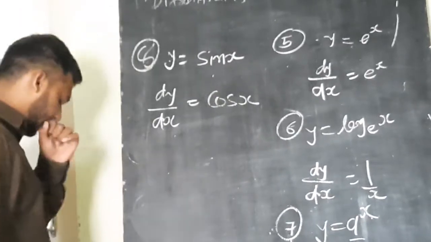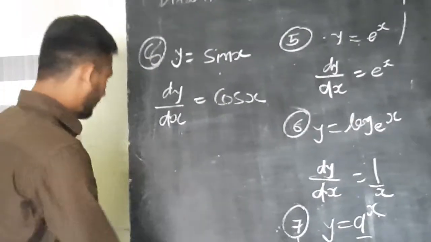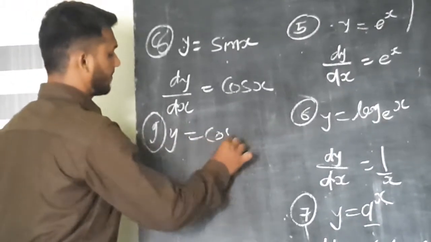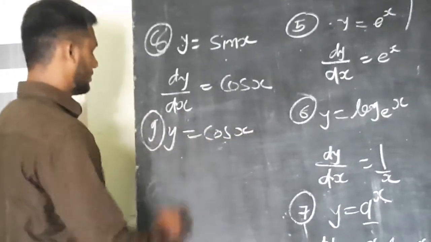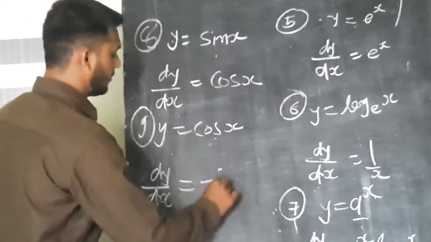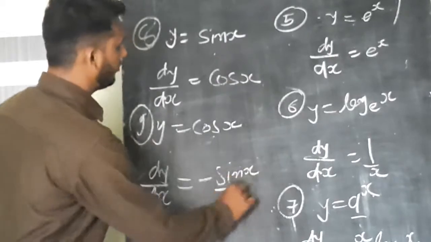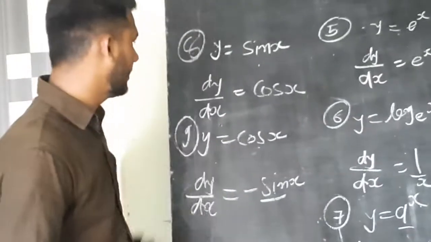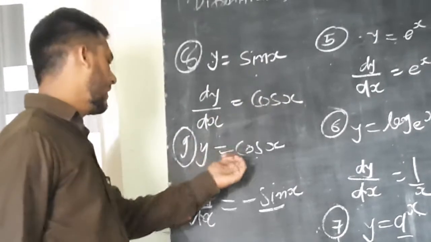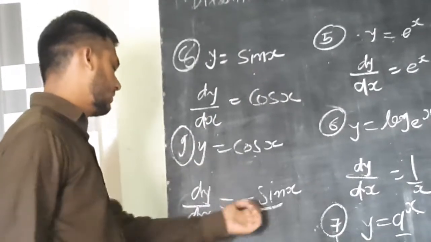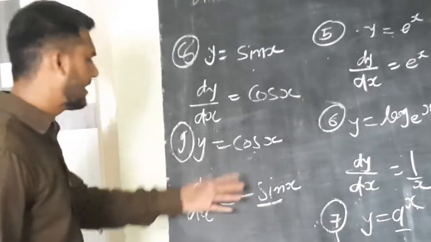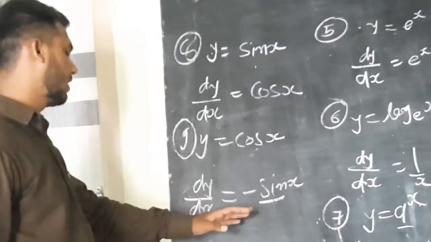Okay. Now also we have y equals cos x. So suppose we take dy by dx, we get minus sin x. It means, how will we remember this? Because sin x is the good one and its derivative is cos x, and cos x is the bad one, so we get the minus sin x value. So it is very easy to understand and remember this value.